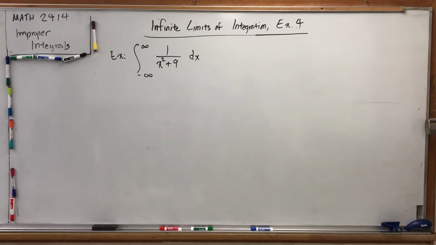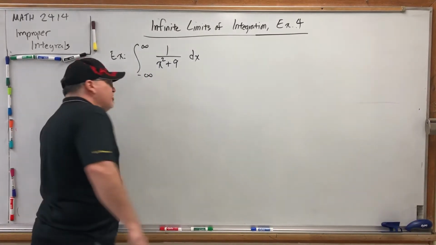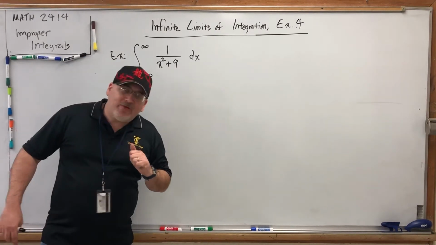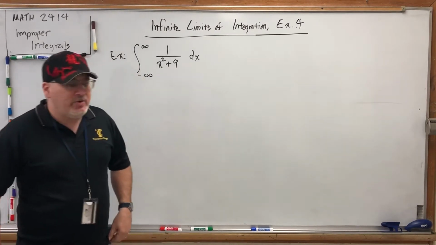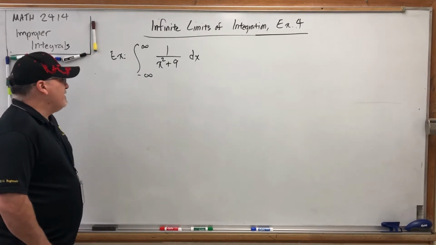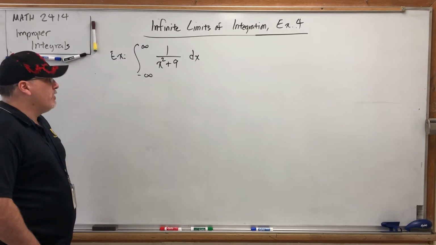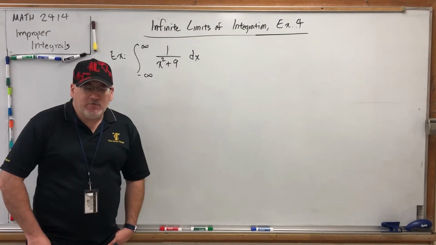Math 2414, improper integrals, infinite limits of integration, example 4. To get all the extra words, technically it should say determine if it converges or diverges. If it converges, find the value it converges to. But let's just jump right into it. We have the integral from negative infinity to positive infinity of 1 over x squared plus 9 dx.